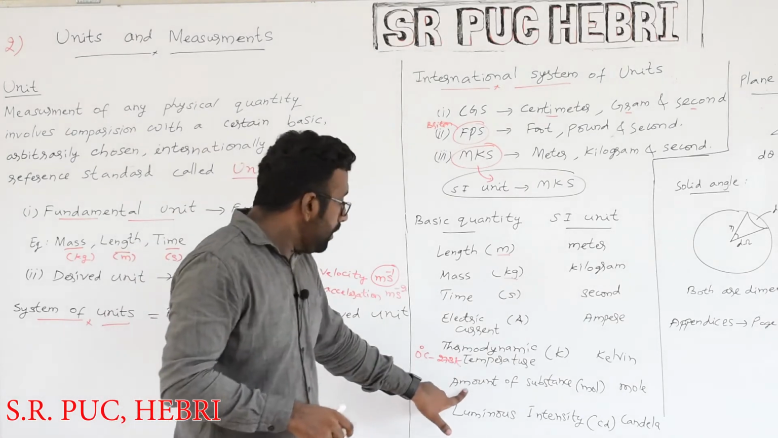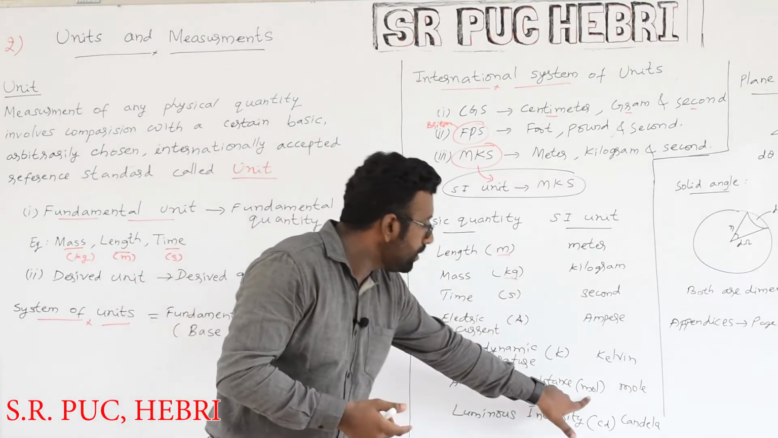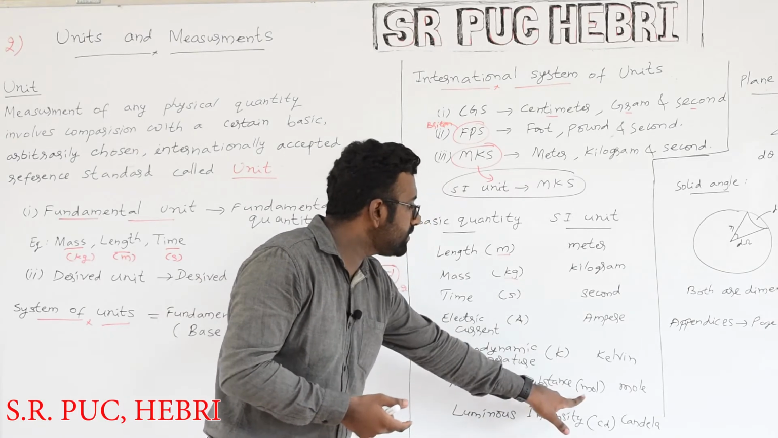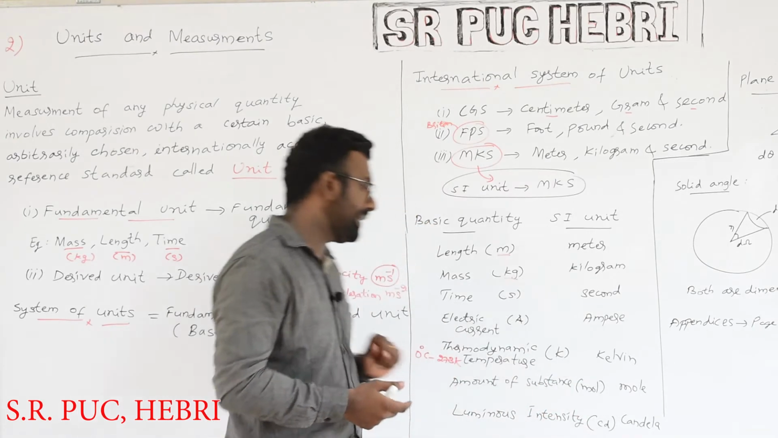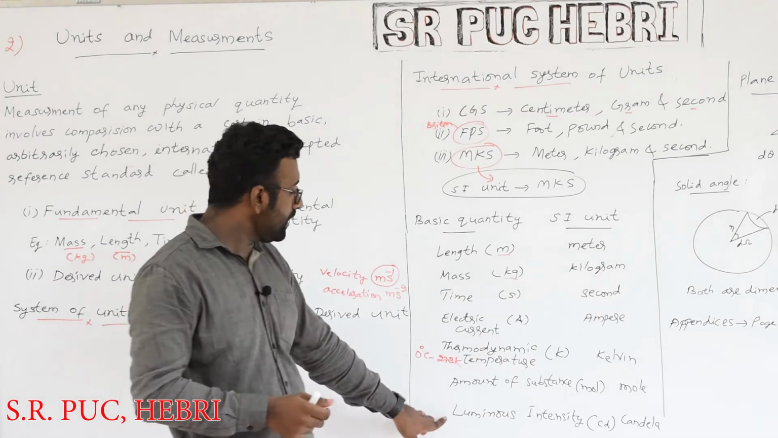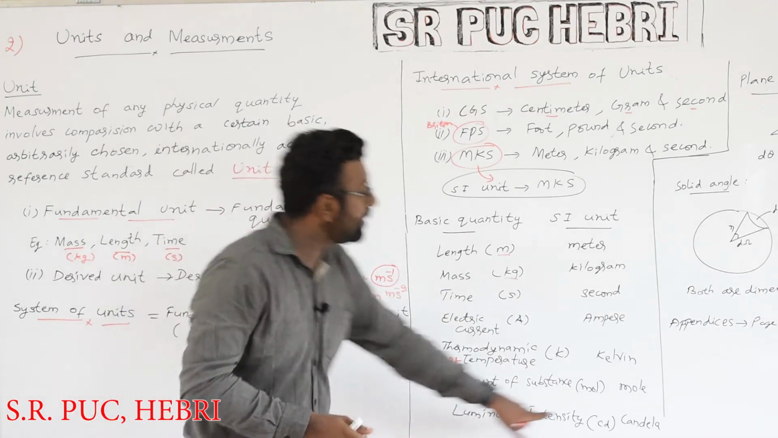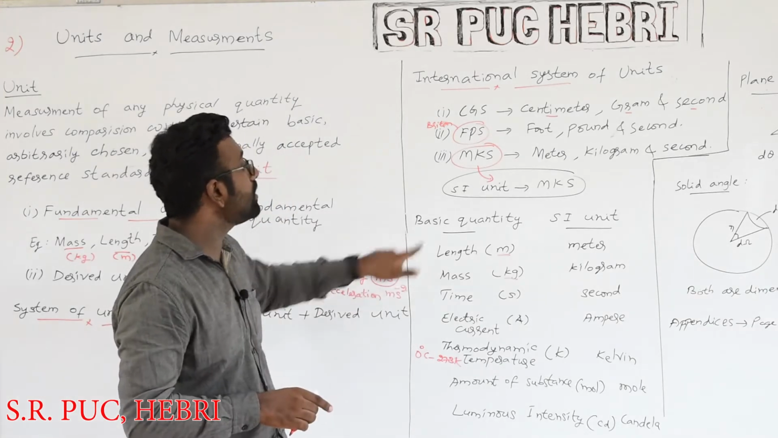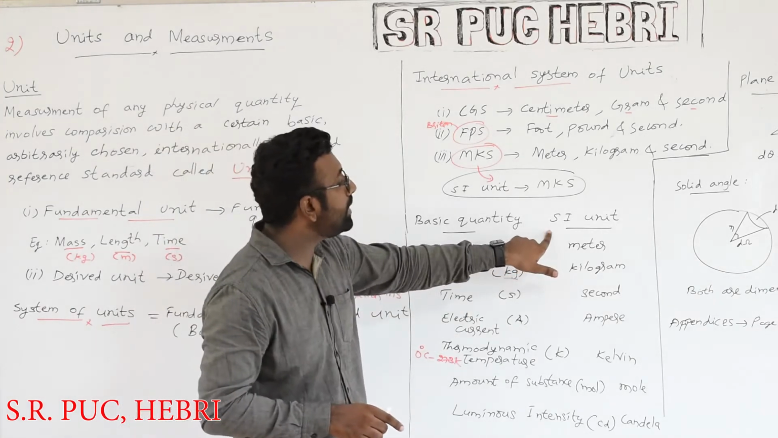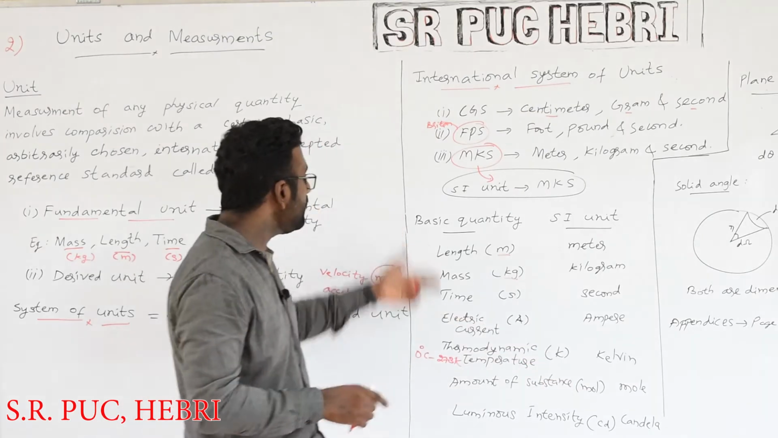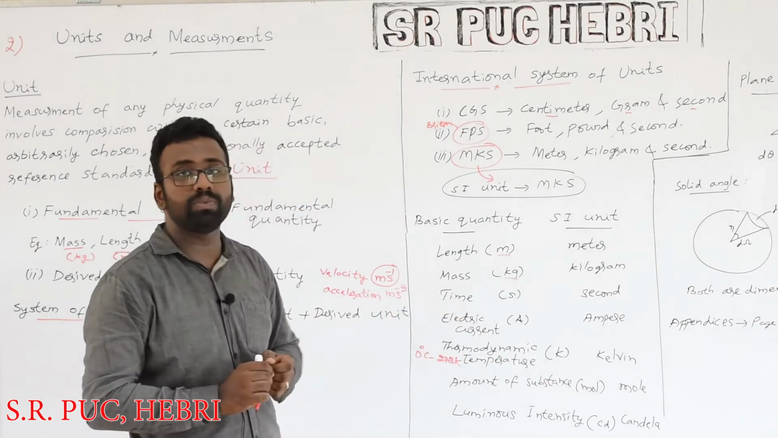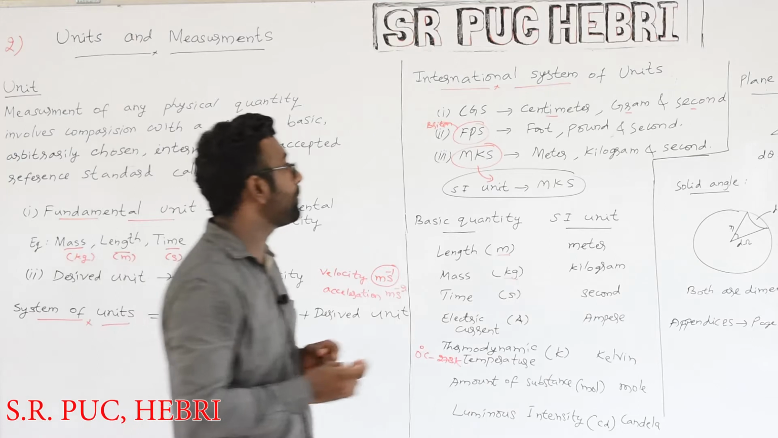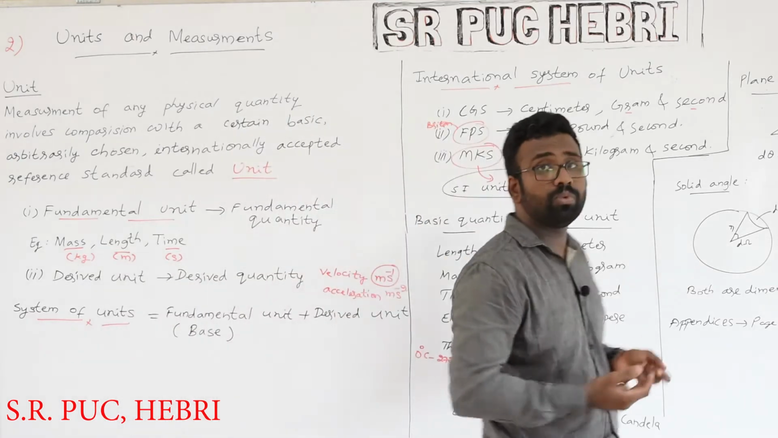Now, amount of substance is measured in mole, denoted by mol, small letters. Then one more thing, luminous intensity, is measured in candela. So these are the basic quantities and their fundamental units. These 7 are the basic units you need to be familiar with. Now we will move further.